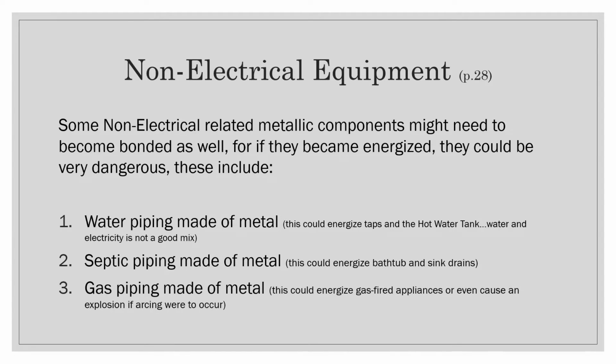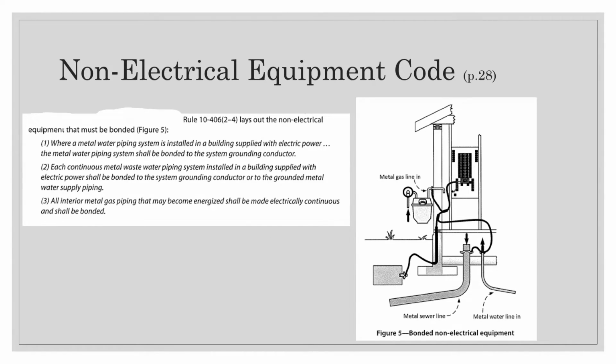And the third is gas piping made of metal. Not only could this energize gas-fired appliances, if there's continuity, but it could even cause an explosion if arcing were to occur. So it's really important that you bond those. This figure 5 indicates how that would work.